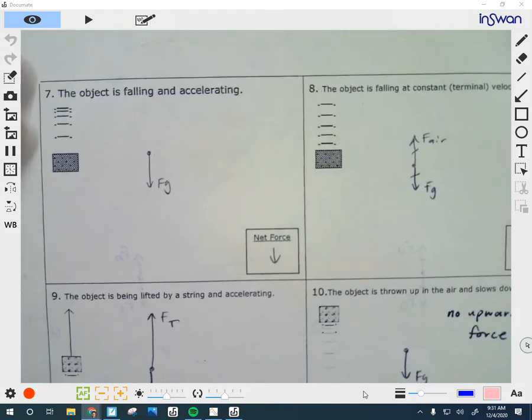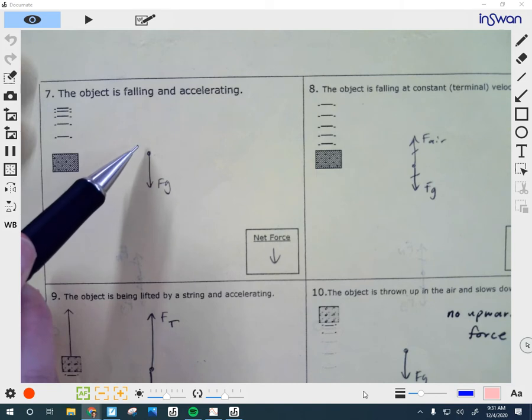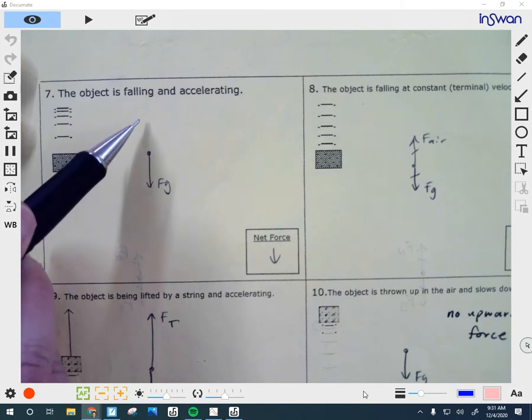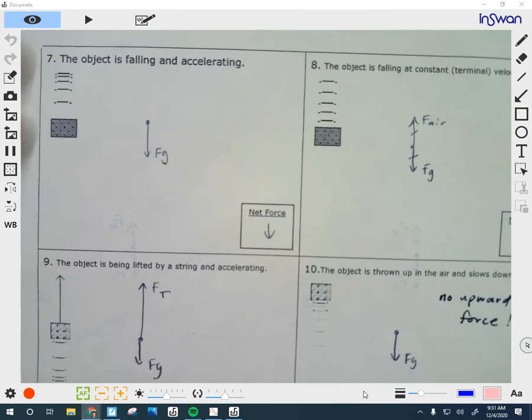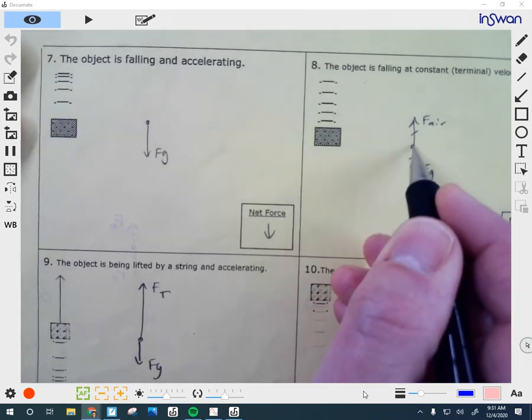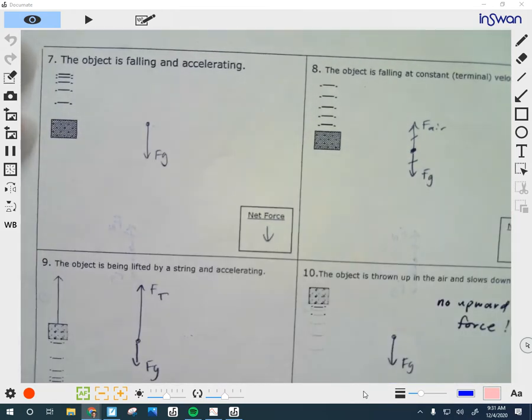So if we were to kind of play 7 and 8 like a movie, you would see a steadily increasing air resistance vector as the object falls and speeds up. And then as soon as you reach that equilibrium, it still falls, probably at a high rate of speed. It's just not speeding up anymore.